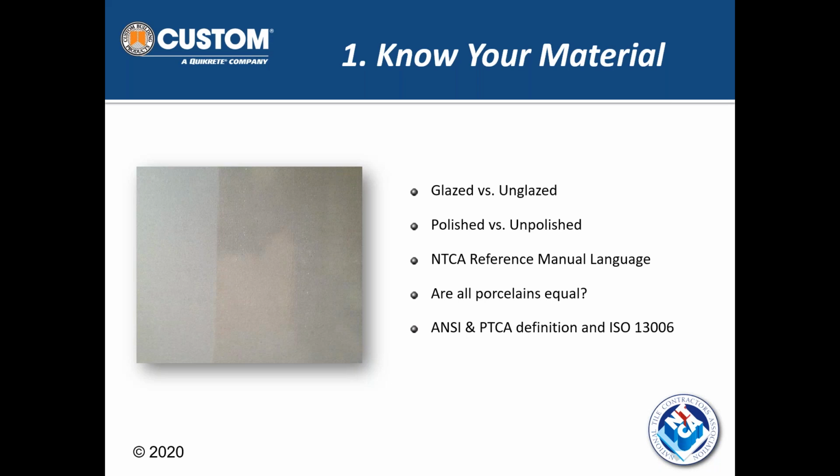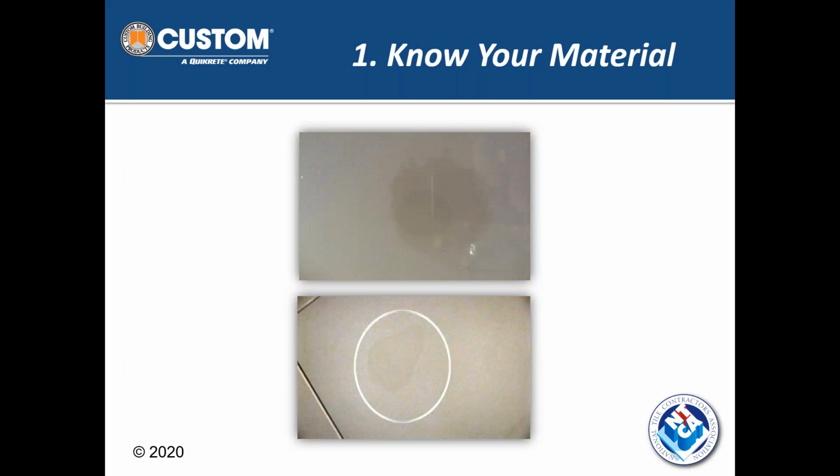But the NTCA Reference Manual has some great language in Chapter 9, specifically under the care and maintenance section, that addresses some of the stuff we're talking about today. So use that as a resource. It's a fantastic manual and document that was really there to help provide assistance to avoid these common pitfalls. So polished or unpolished, glazed or unglazed, do we know what we're dealing with? We know it's porcelain tile, but do we know what the characteristics are? Here, polished is on top and unglazed, unpolished is on the bottom. That's coffee on the bottom picture, and on top, that's an oil stain, just as I said a minute ago.